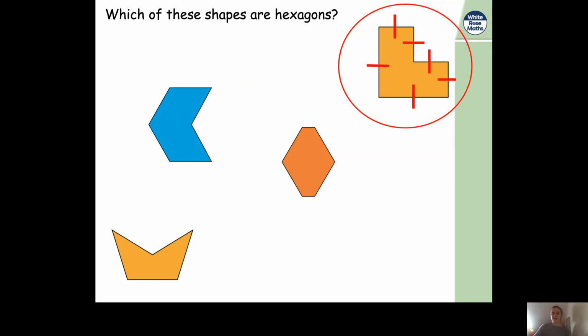Now let's have a look at the next shape. So here we've got the orange shape, and I have put a line through the first side. Now let's put a line through the second and the next one. So that's 3, 4, 5, 6. We have another shape with 6 sides. So therefore, year 2, this is also an irregular hexagon. So we can circle that as well. So now I would like you to have a go on your own and look at the other 2 shapes. Are these shapes hexagons? Do they have 6 sides?